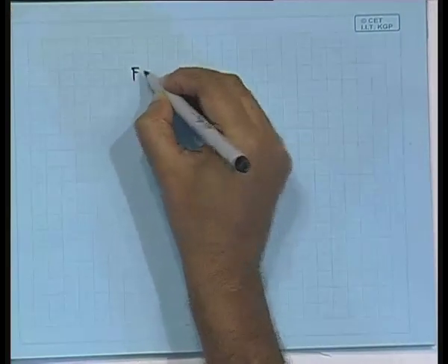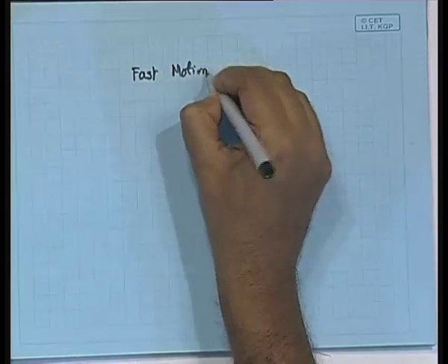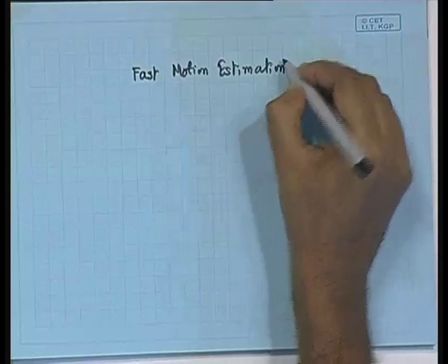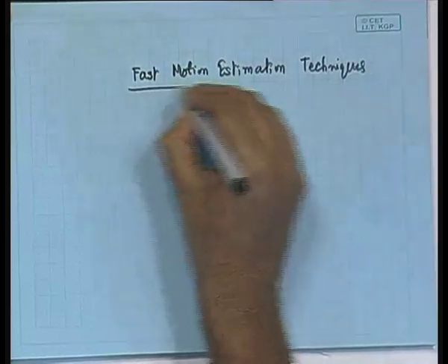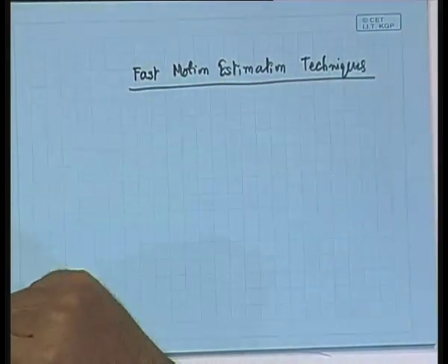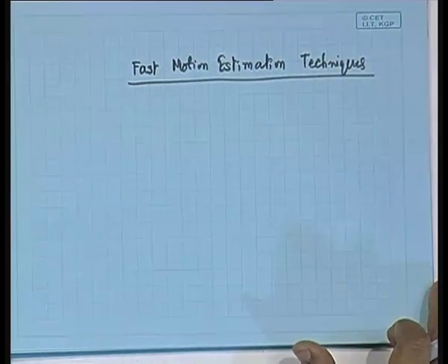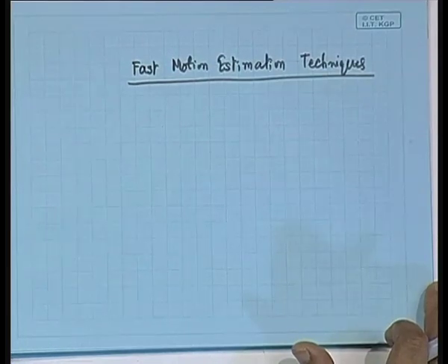So, in this lecture we are going to talk about the fast motion estimation technique. And why fast techniques are required, I have already explained. In fact, you yourself should have realized this by looking at the computational complexity involved in the usual full search block motion applications. In the case of fast motion estimation techniques, what we have to do is reduce the number of computations that we are going to do.